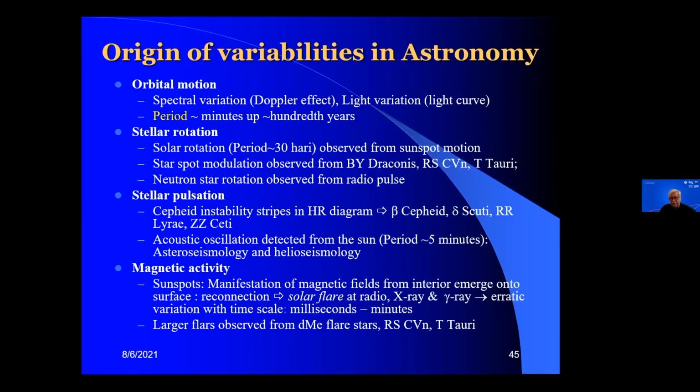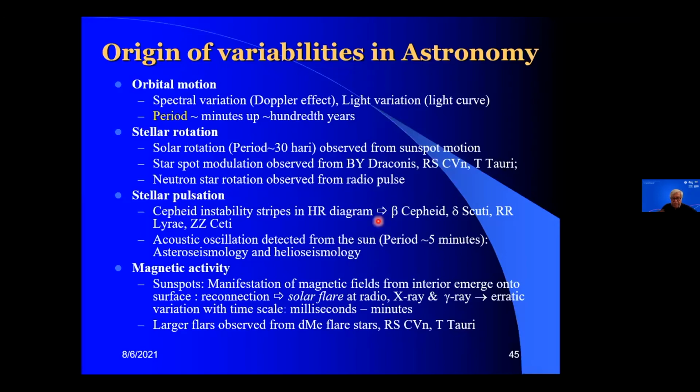Sometimes in these stars, the spot covers half of the hemisphere of the star, unlike the sunspot, which is only parts per million of the sun's disk. But in case of these stars, this may come with a very big size. Or neutron star rotation observed from the radio pulse. Also, stellar pulsation is a very famous topic in stellar physics and subject for many time series studies.